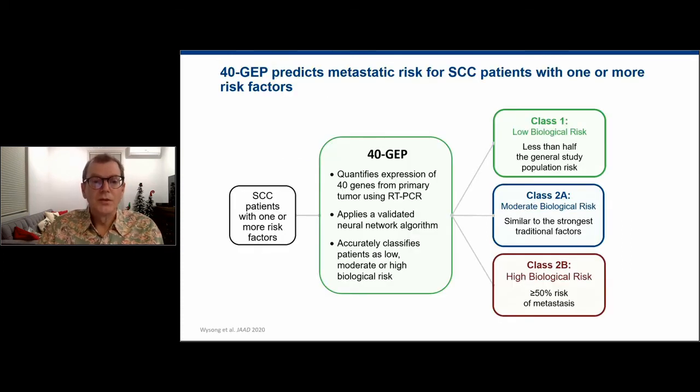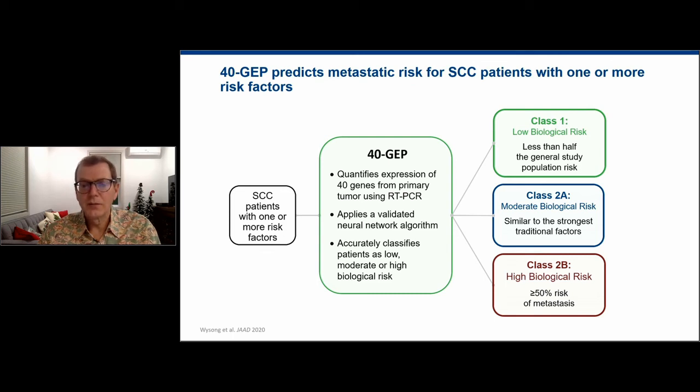So can you use DecisionDx squamous cell carcinoma to help better make prognostic decisions about these patients? Indeed you can. If you send the tumor off the exact same way, it's going to be macro dissected out from initial biopsy specimens. This time there's 40 genes that are simultaneously amplified, and the outcomes this time are 3. Class 1 represents the lowest biological risk, typically half of what you're going to see in the next highest risk group, which is Class 2A.